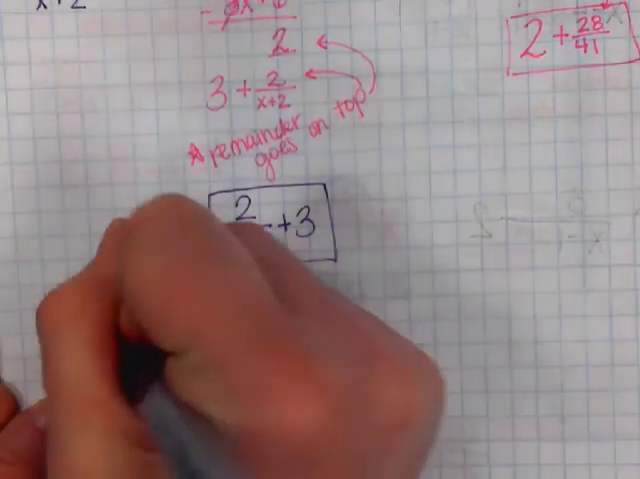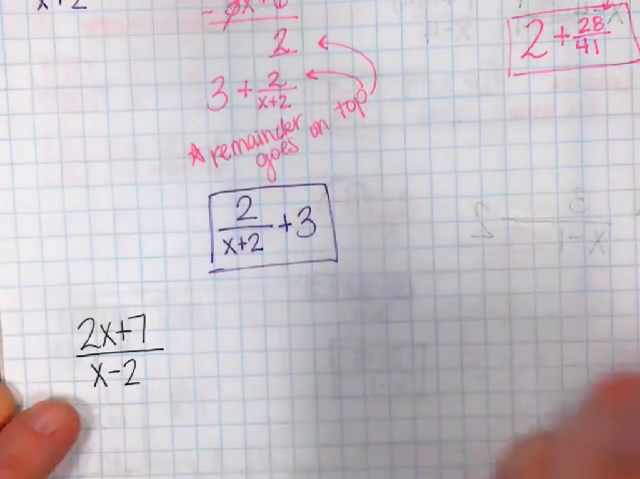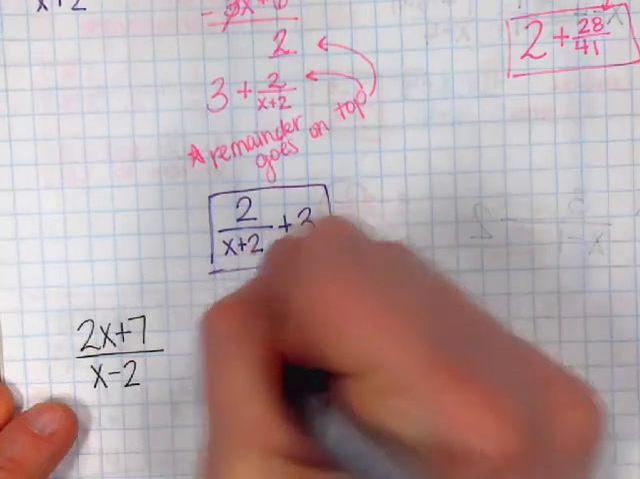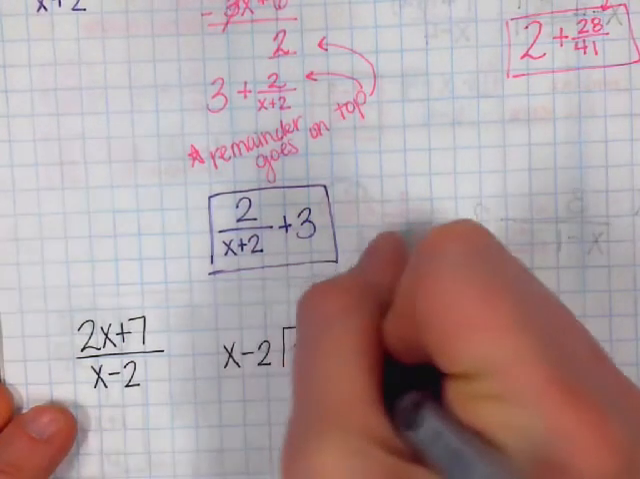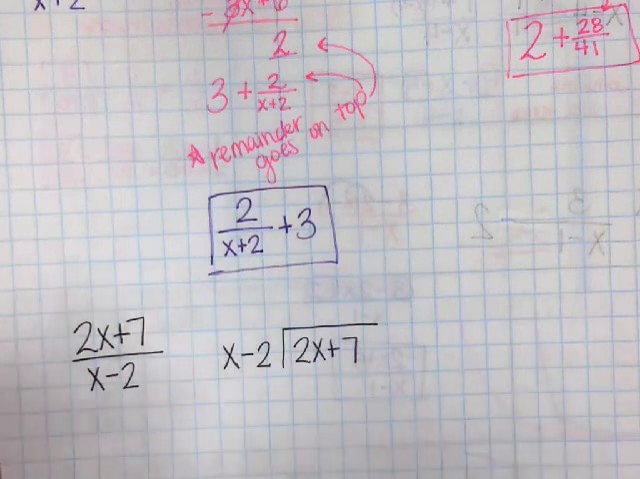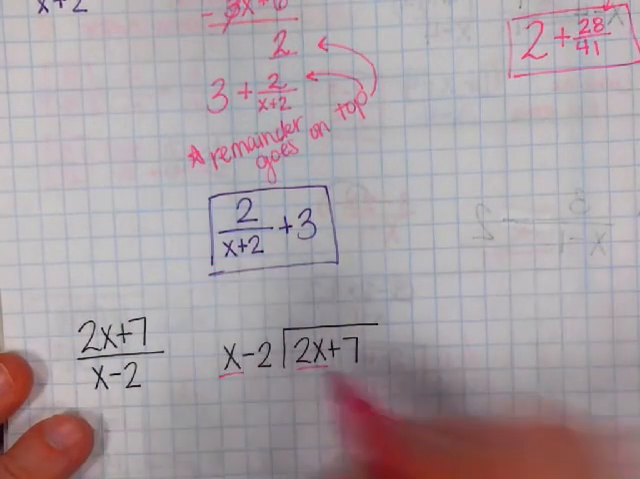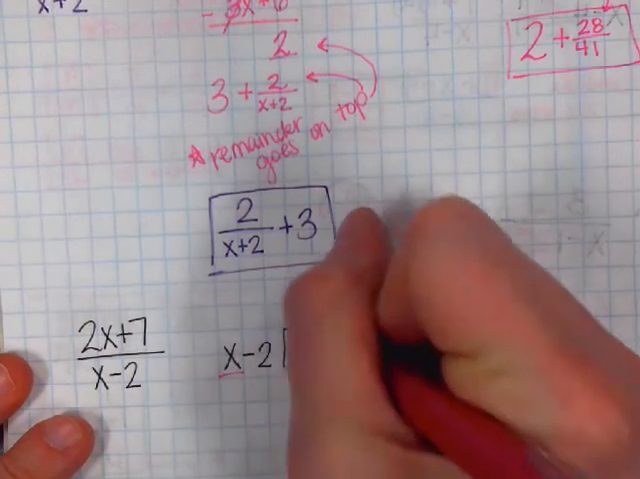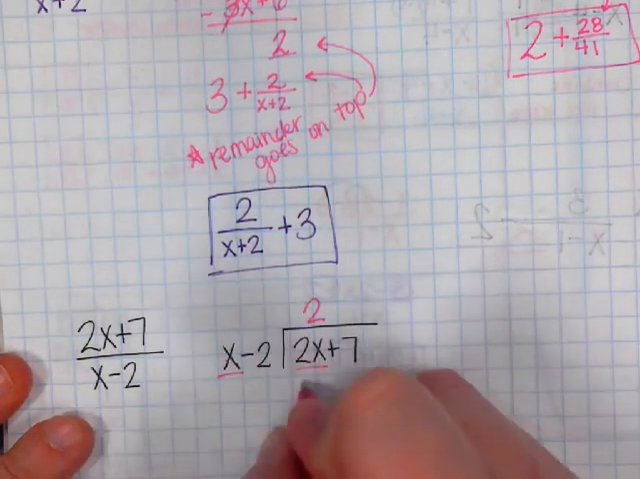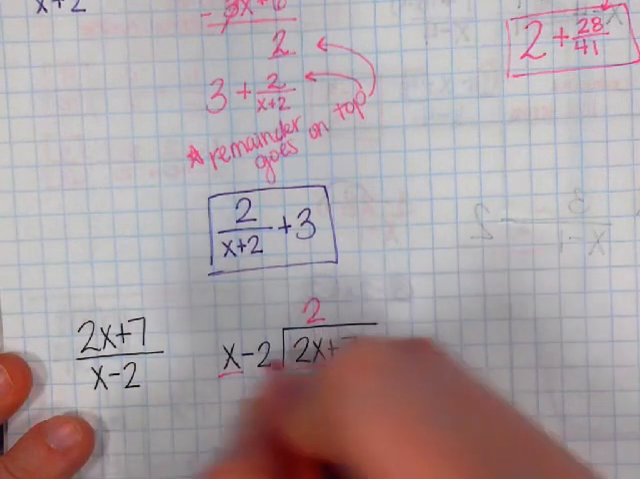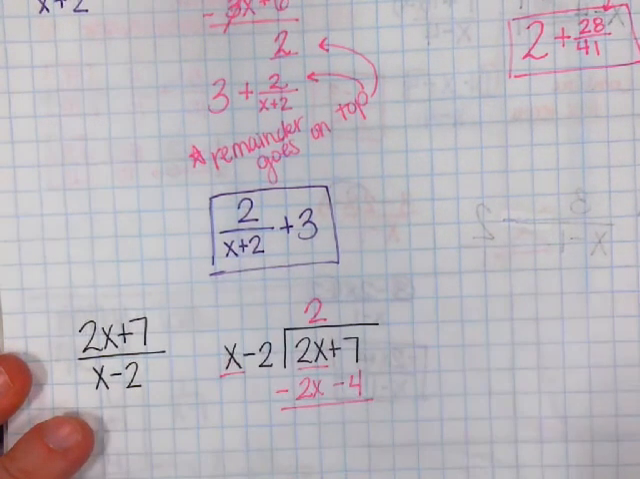Okay, next one. If we have (2x + 7)/(x - 2), so x minus 2 divided into 2x plus 7. Again, the only one we care about is the first two terms. So what times x gives you 2x? Well, 2 times x gives you 2x. So now multiply. 2 times x is 2x. 2 times negative 2 is negative 4.